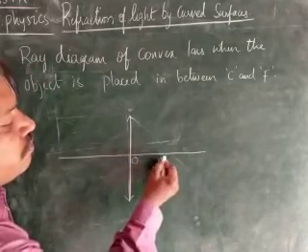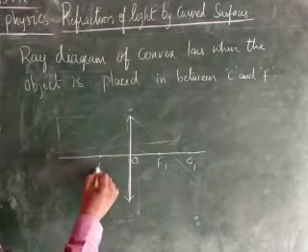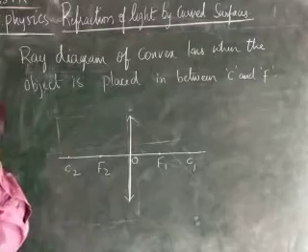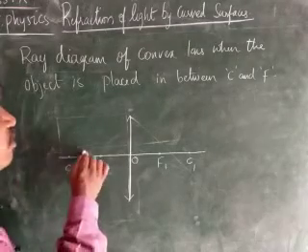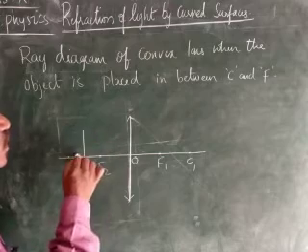Here F1, C1, F2, C2. The object is in between C and F. The object is in between. Same.